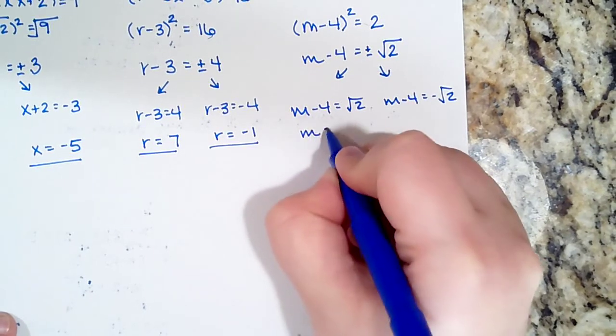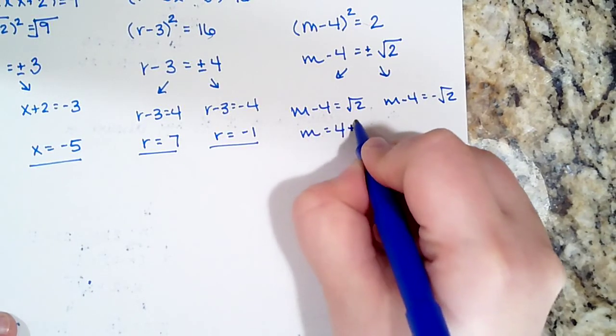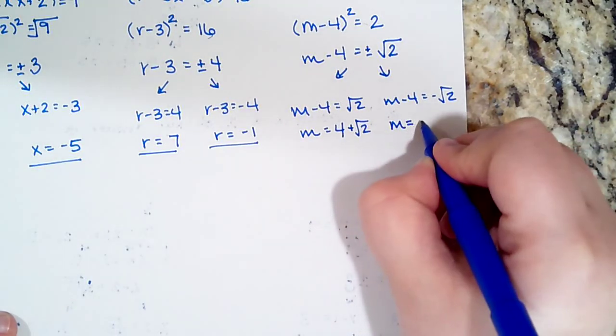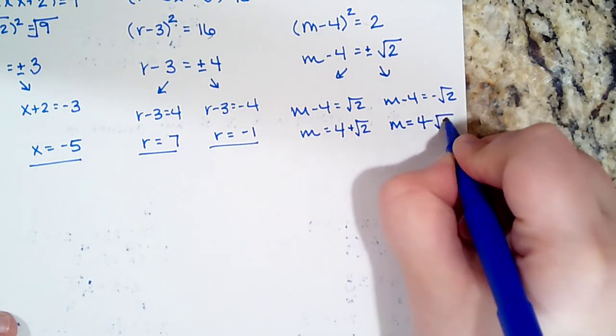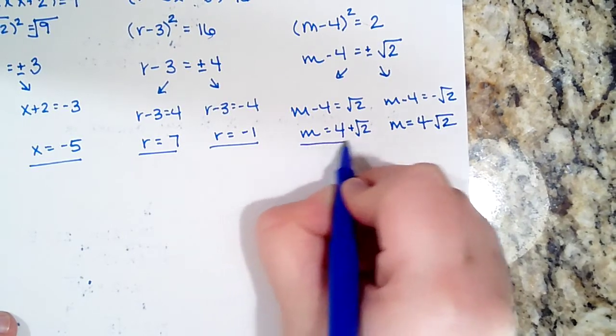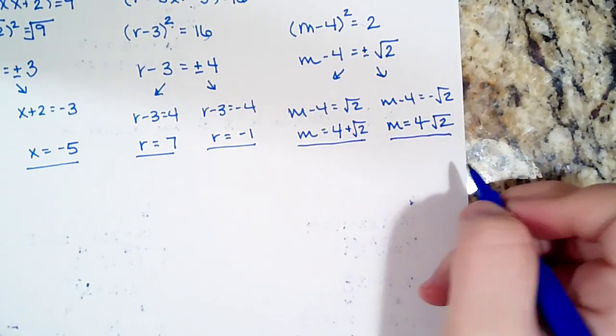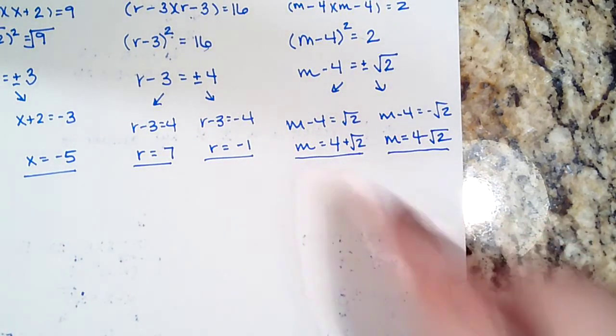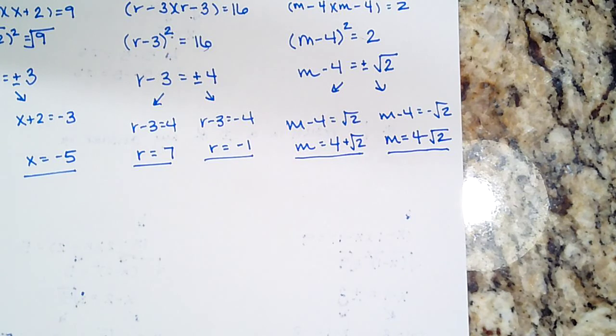Finish those up, and you get m equals positive 4 plus positive root 2, and m equals positive 4 minus root 2. And you can approximate those. You can actually put those in your calculator if you'd like. However, for the sake of simplicity, I'm just going to leave them in that form. I kind of prefer that form. It looks a little bit nicer to me personally. So, all right, that is your first day on completing the square. Let me know if you have any questions.